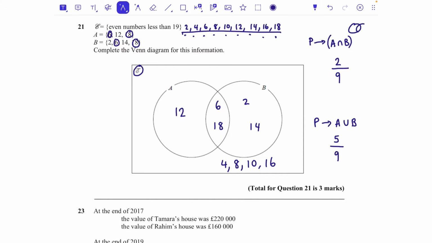This is the intersection, just the bit in the middle, and this is the union, which means you can take numbers from either of the 2 circles, including the bit in the middle.